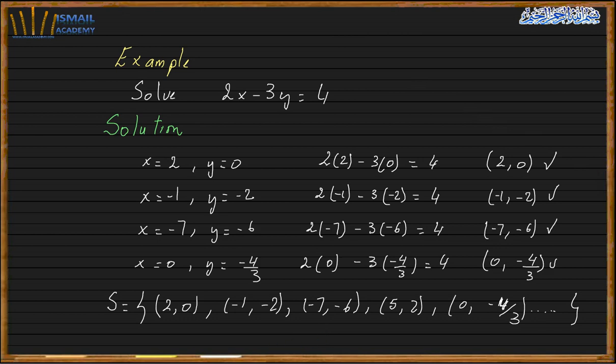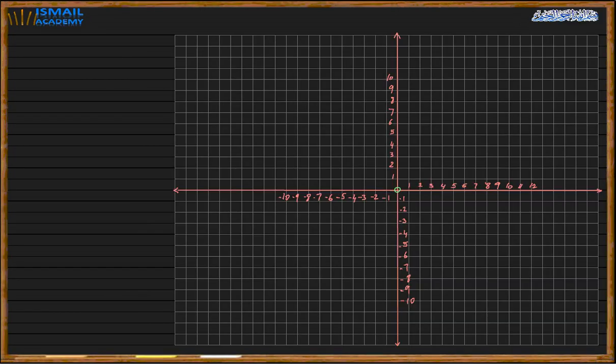So if we choose to draw those solutions in the coordinate plane, so for example, I want to draw those solutions on the coordinate plane. Remember the solutions we picked, we got 2, 0, minus 1, minus 2, minus 7, minus 6, 5, 2, and we have 0 and minus 4 thirds. And we have more. So we try to graph this in the coordinate plane.